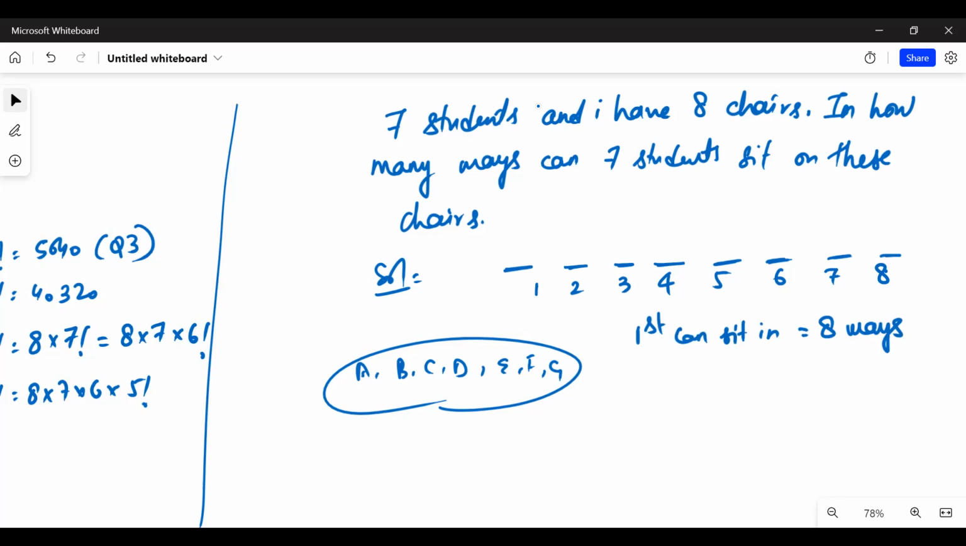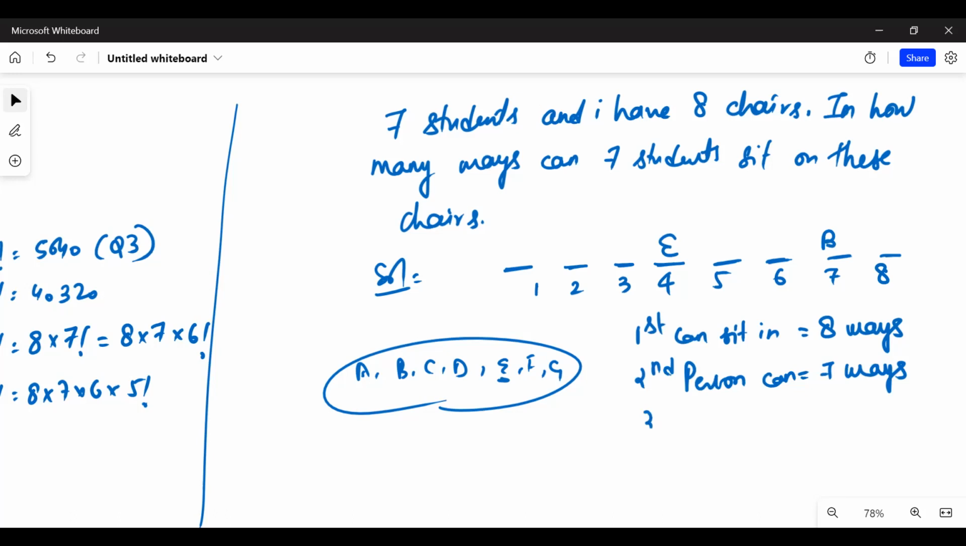Whoever, suppose the first person is E. If E can sit in any of the 8 chairs, suppose E sits here. Now, whoever is the second person can sit in 7 ways. Can you understand this? For the second person, the total chairs available will be 7. Out of the 7 chairs, the second person can choose any chair. Suppose the second person is B. I hope you are getting this part.